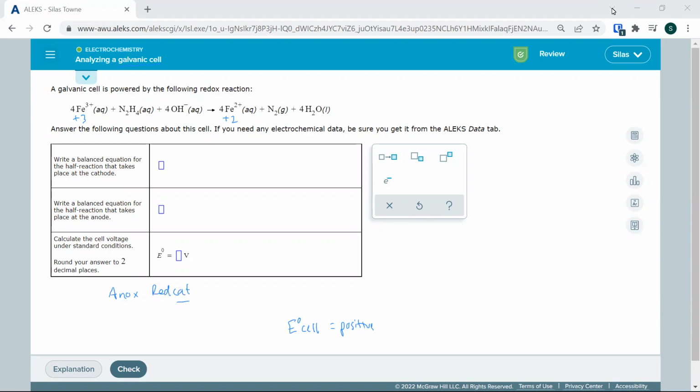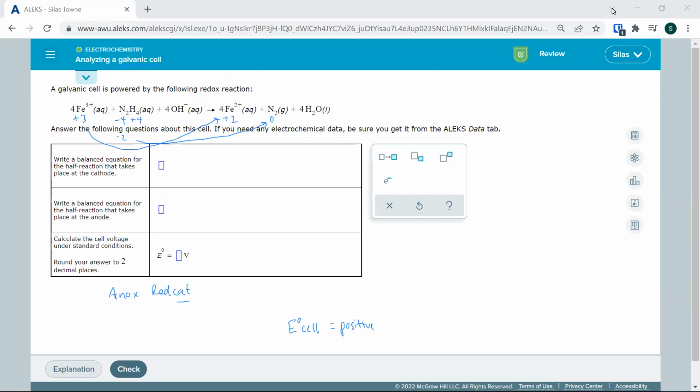Then we have our hydrogen, which is +1. So there's 4 there. And so this is -4, which means it's -2 each. This one is 0. So we got a 0 here. So our oxidation is going to be the nitrogen.